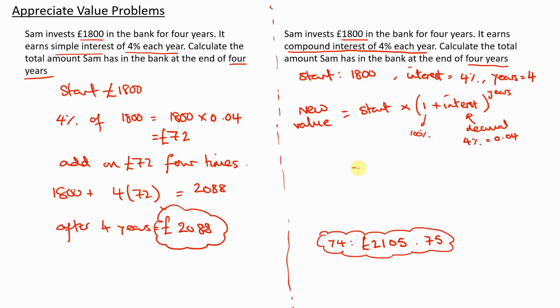So I'm going to put my values in there. 1,800 times by 1 plus 0.04 to the power of 4. That's how many years I've got. If you get comfortable with this, you can think, well, I don't want to type that in my calculator. I know if it's a 4% increase, I want to say, well, 1.04.